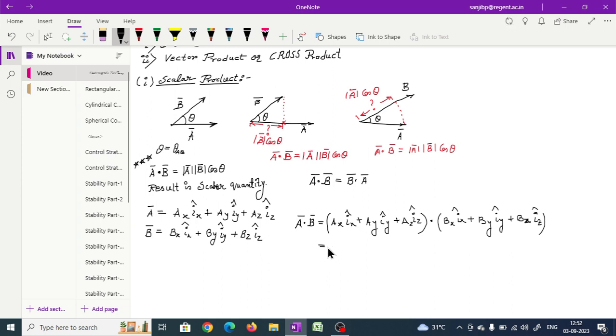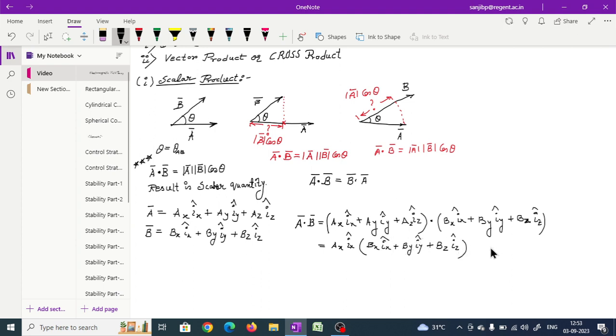Here it is the same as the product of a plus b with c plus d. Here you multiply ax ix with bx ix, by iy, plus bz iz. You must give a cap over the unit vectors.